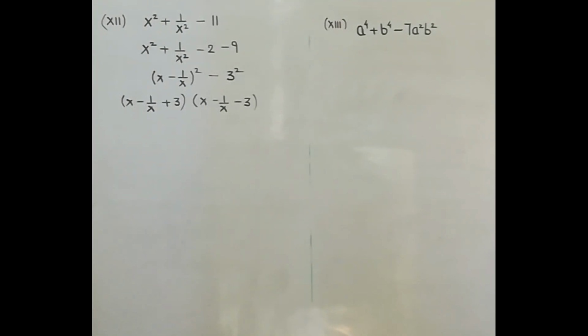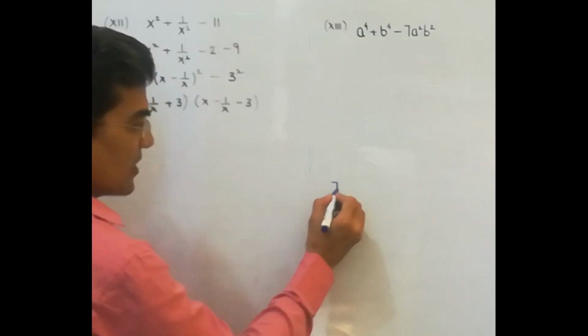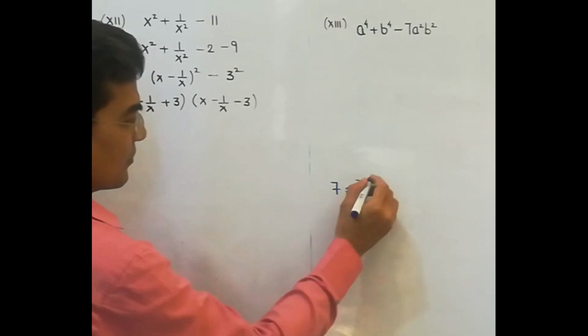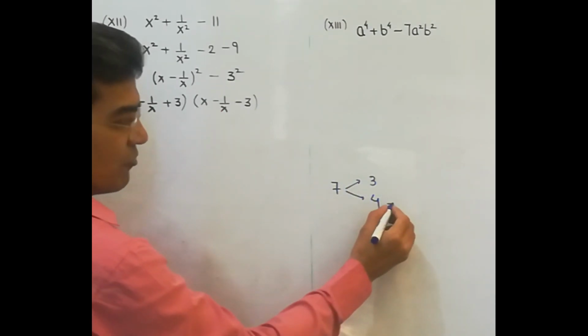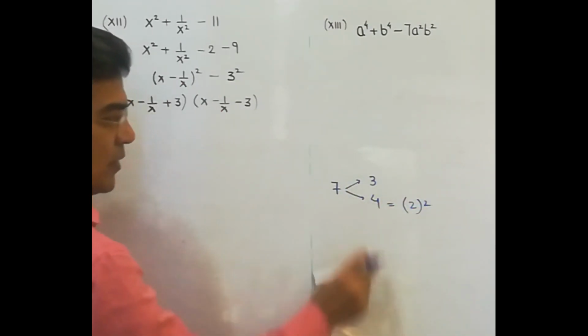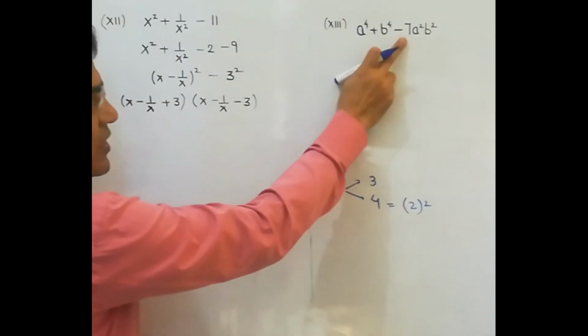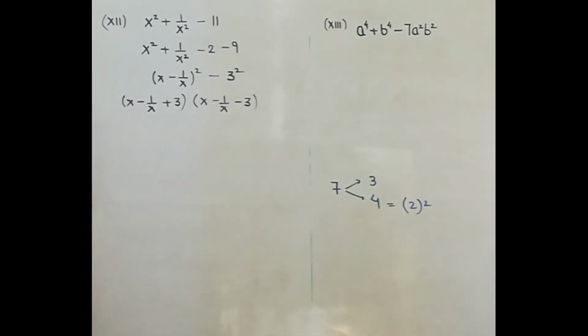Now in this example, the last term is 7. We cannot break 7 into two parts such that one is a perfect square and the other part makes a formula. Suppose you think 7 can be written like this, 3 and 4. 4 is a perfect square. But will this 3 make a formula with it? No, 3 won't make any formula with it. So we cannot break 7 like this.